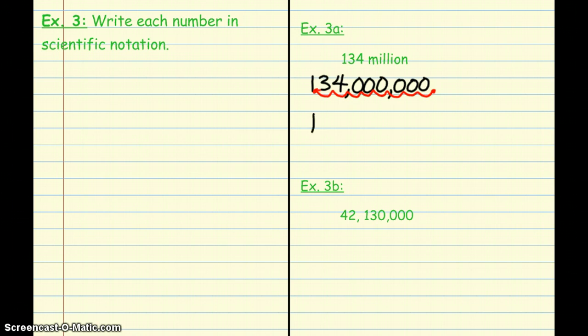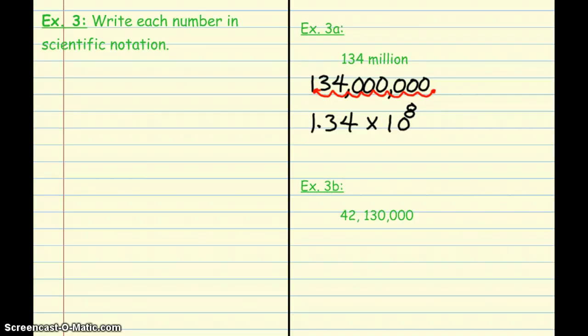So if we write this in scientific notation, I say 1.34, we write the non-zero digits, times, we always need 10, and then you ask yourself, how many places did we move that decimal? We moved it 8 places. So I'm going to put a positive 8.